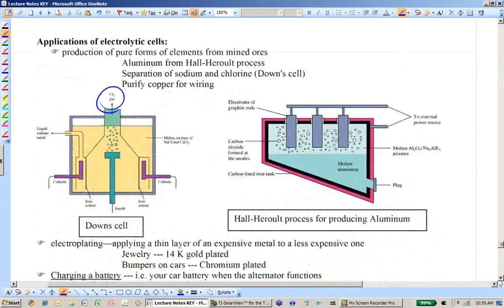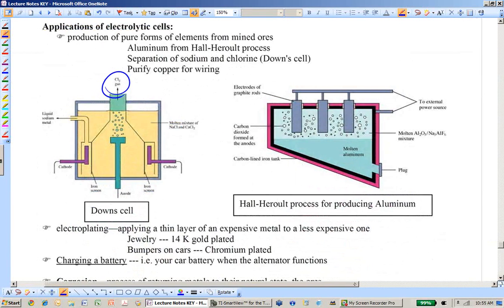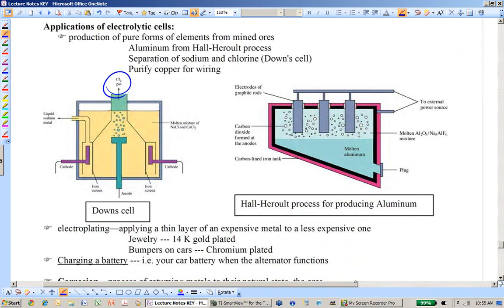All right, so let's wrap this up. We're just going to talk about some applications of electrolytic cells. Occasionally there are multiple choice questions that are asked in what we call descriptive chemistry, and that's where this may come in handy for you. But primarily, we're just trying to get some loose ends tied up.